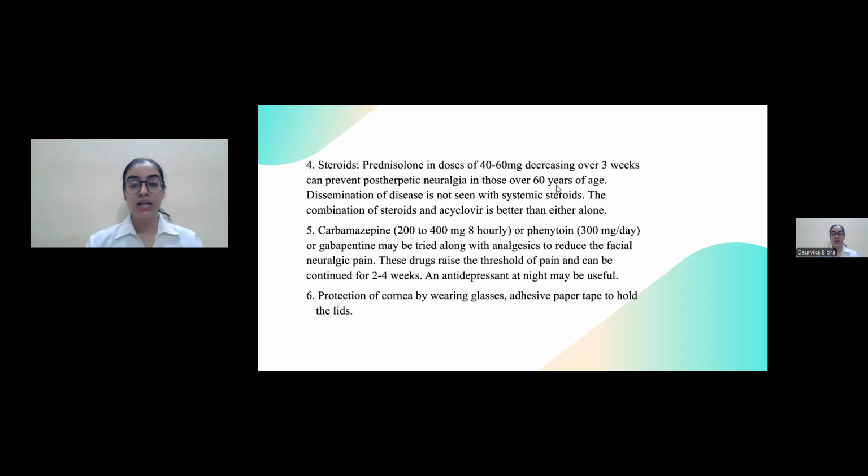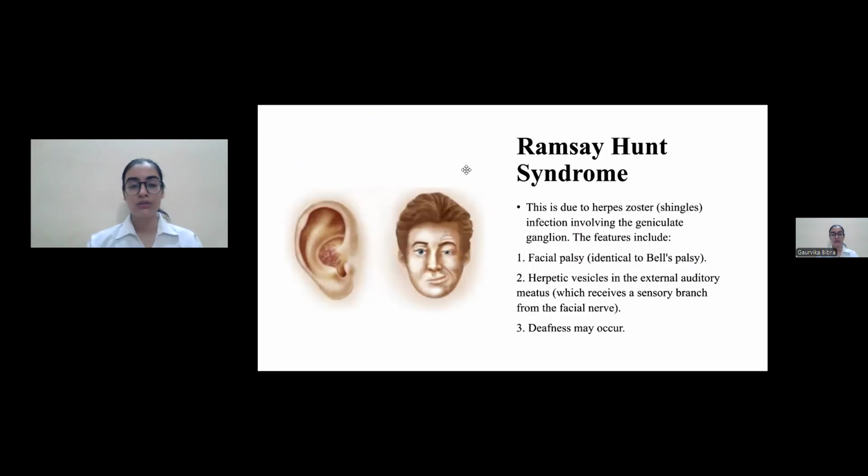Now, talking about Ramsay Hunt syndrome, this is very important and could be asked in the viva and also in theory. It might come as a short note, but basically it's a viva question. This is due to herpes zoster infection involving the geniculate ganglion, and the features include facial palsy, which is identical to Bell's palsy, herpetic vesicles in the external auditory meatus, which receives a sensory branch from the facial nerve, and deafness may occur.